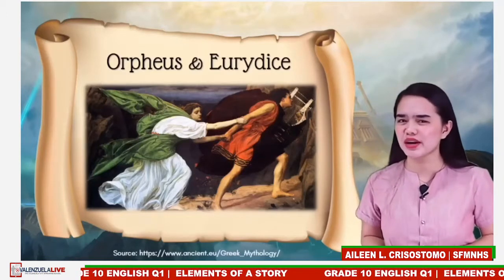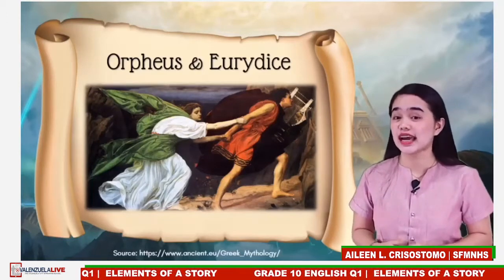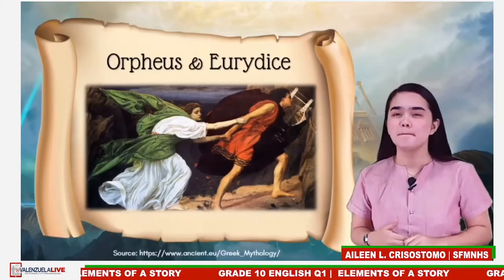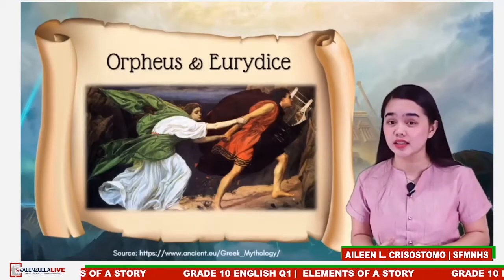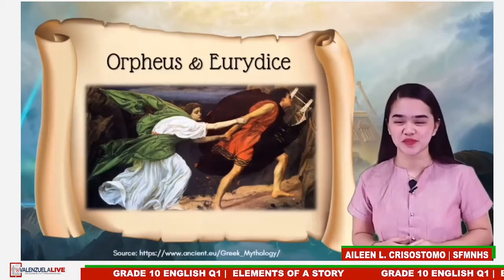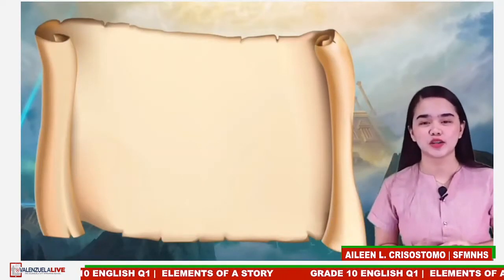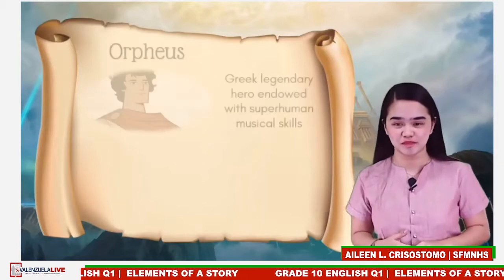Have you ever experienced losing someone you love? Have you ever gotten a second chance to be with him or her, but unintentionally waste it? Well then, this story might be for you. The story begins with an introduction of the main characters, Orpheus and Eurydice.